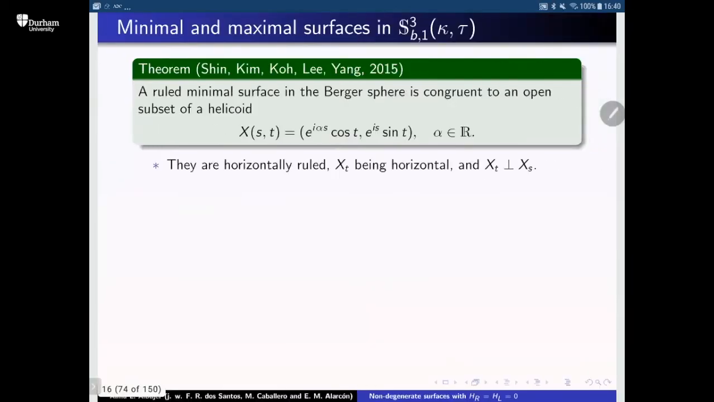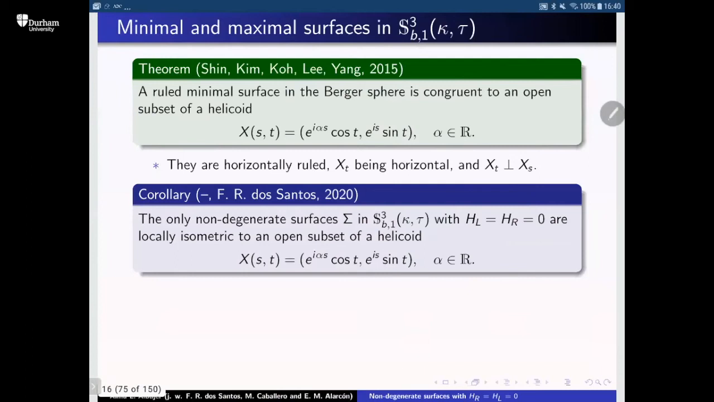In their proof, they show that these ruled surfaces are in fact horizontally ruled surfaces, that the coordinate vector field xt is horizontal, and both coordinate vector fields are orthogonal. So using this, we are able to show that, in fact, this family of surfaces are the only non-degenerate surfaces in the Berger sphere such that both mean curvature functions vanish, and there are no more.